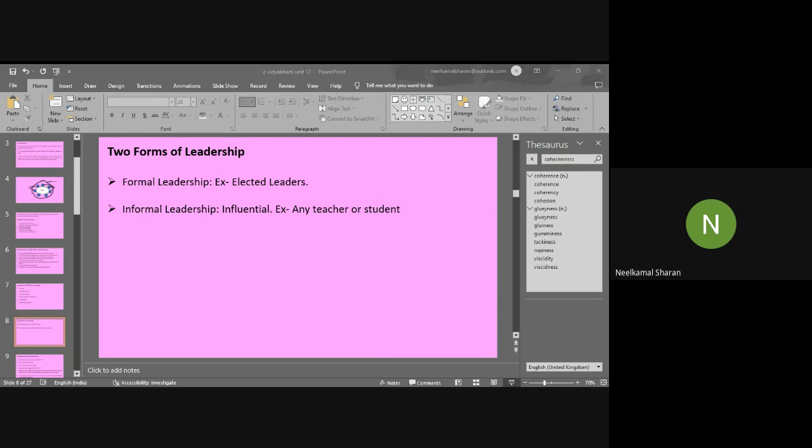So this informal leadership is influence. It is based on the influence made by the person because of the skill that he or she possesses. Okay.